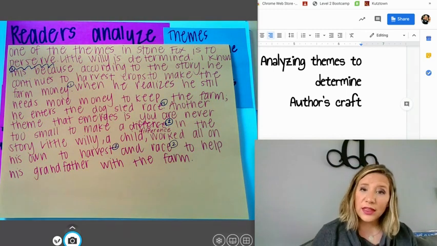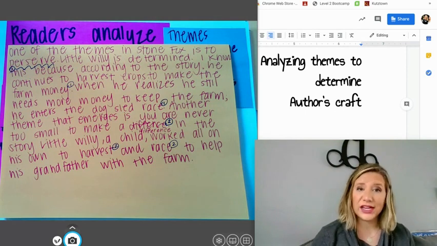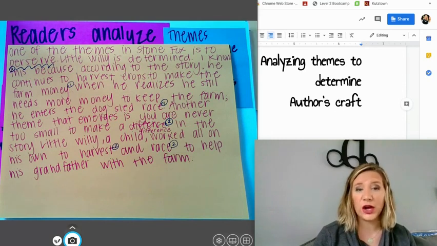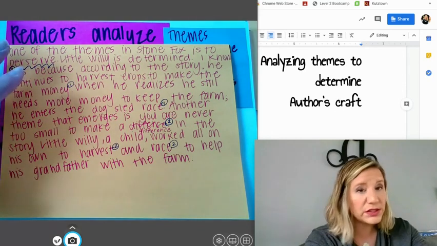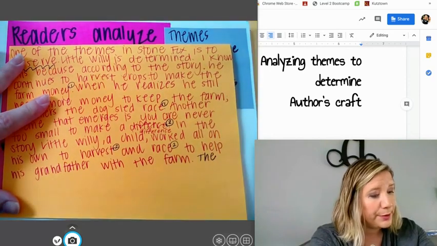So we've done that theme work. We've determined a theme. We've added a theme. We have the text evidence to support it. This is great work so far. So here's what we're going to add. We're going to add that author's craft piece. So in my purple marker, I'm going to continue with the author's craft part.